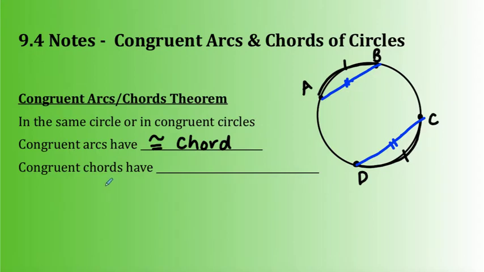And the converse of that would then also be true. Congruent chords then would have congruent arcs. So if I note that this is 20 degrees and this is 2, and these two chords are of length 2 and equal, then this would also have to be 20 degrees. So we're going to use that a lot. It's a very helpful theorem.